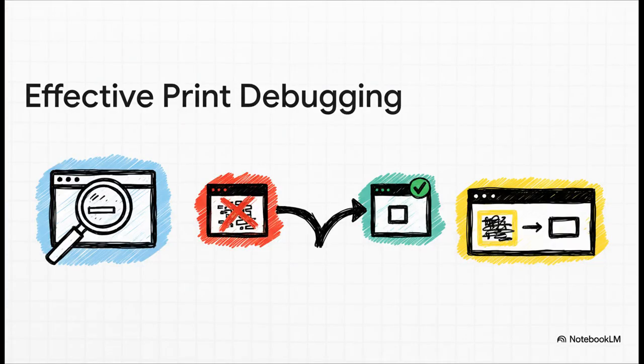But listen, don't just sprinkle print statements around randomly. You gotta be strategic, right? A good detective asks very specific questions. So use clear, formatted strings to label your output. Something like print f "inside the loop, user ID is" is 1,000 times more helpful than just print user ID. It lets you follow the evidence without getting buried in a sea of numbers.